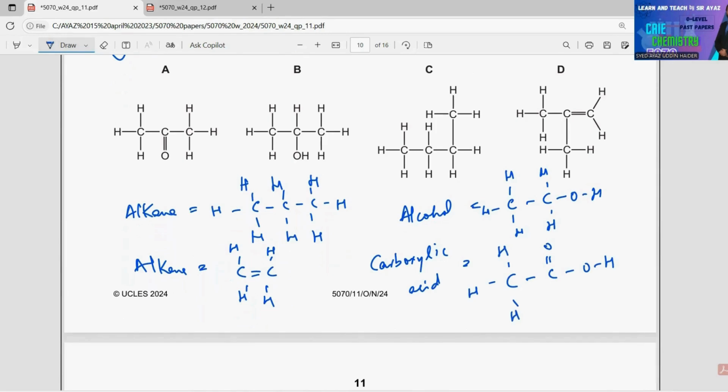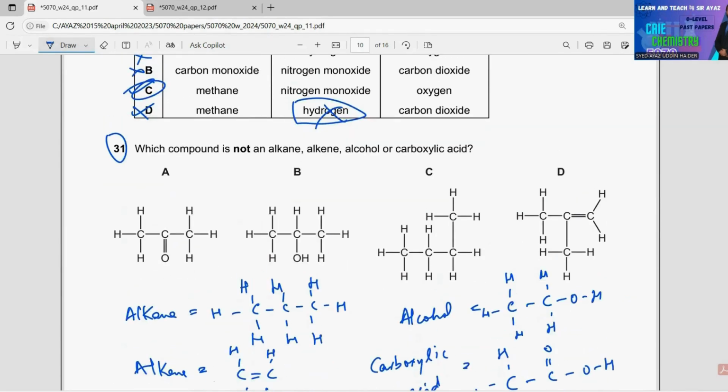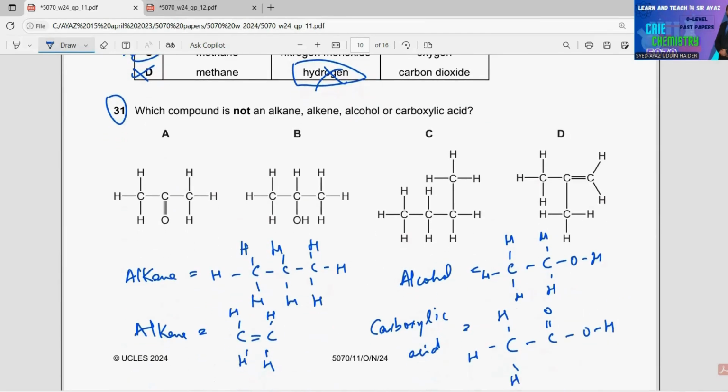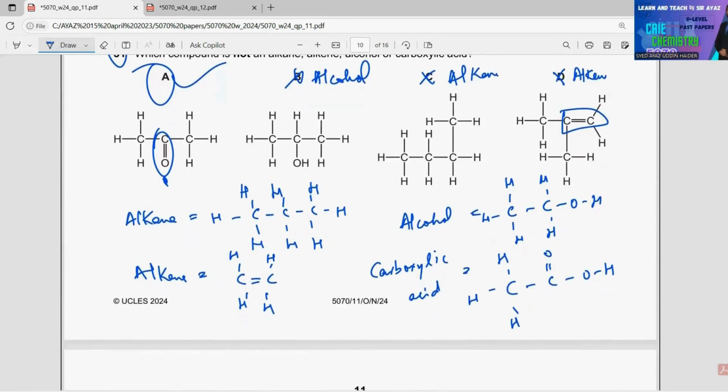Reading the question again, which compound is not an alkane, alkene, alcohol, or carboxylic acid? A looks correct to me because in this you have a carbonyl group. This is known as carbonyl group, which is different from all of these. B, it's an alcohol. Incorrect. C, it's an alkane. You can see you have carbon and hydrogen attached by single bonds. Incorrect. D, you are having a carbon-carbon double bond, which means it's an alkene. So D is incorrect. So A must be the right choice here.